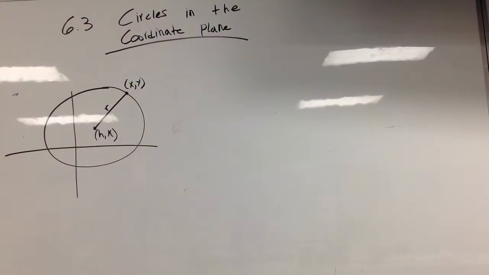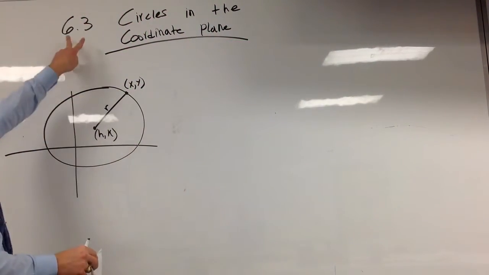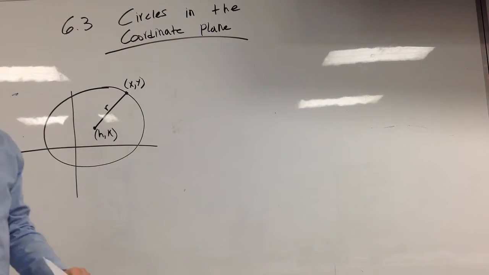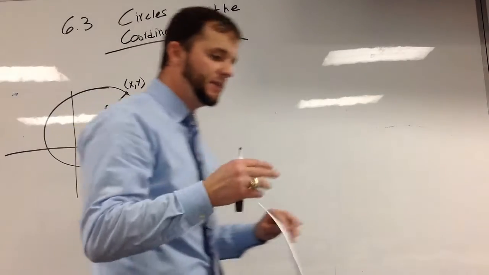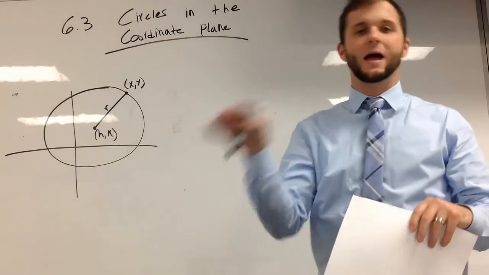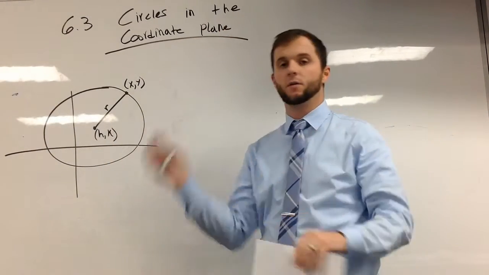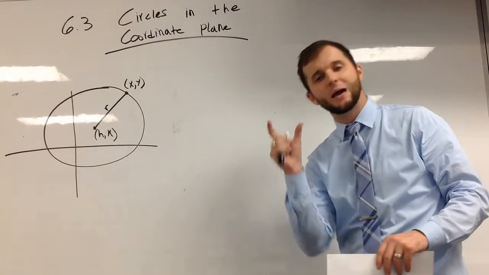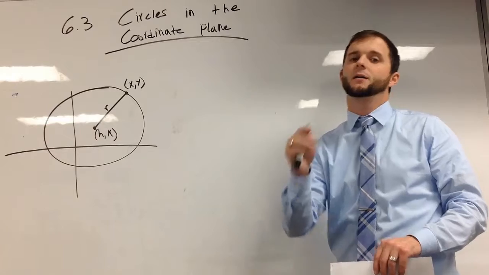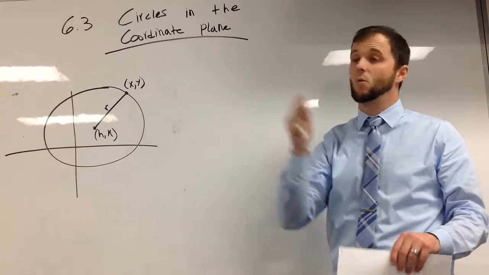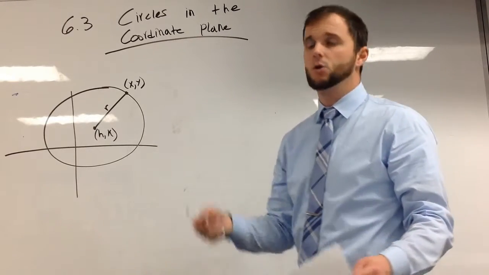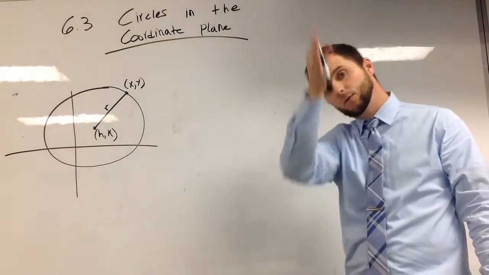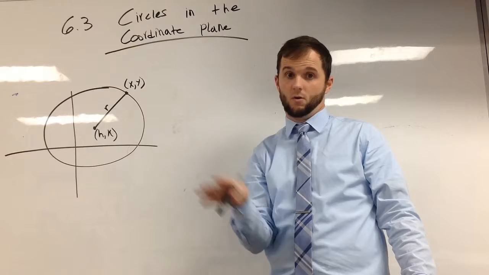All right, guys, the next unit we're going to look at is 6.3, circles in the coordinate plane. So we know that with a coordinate plane, you have an x and y axis, and you have all these points all over the place. In the calculator, you can type in a linear equation, y equals mx plus b, and it'll show you a straight line, correct? You can also type in a quadratic formula and it'll give you a U shape, which is a parabola, correct?